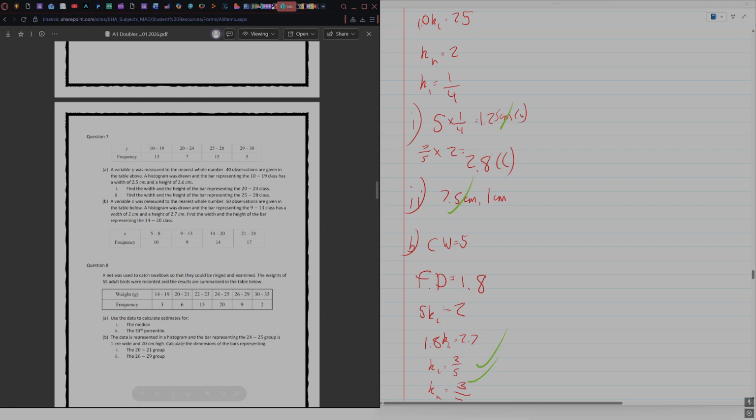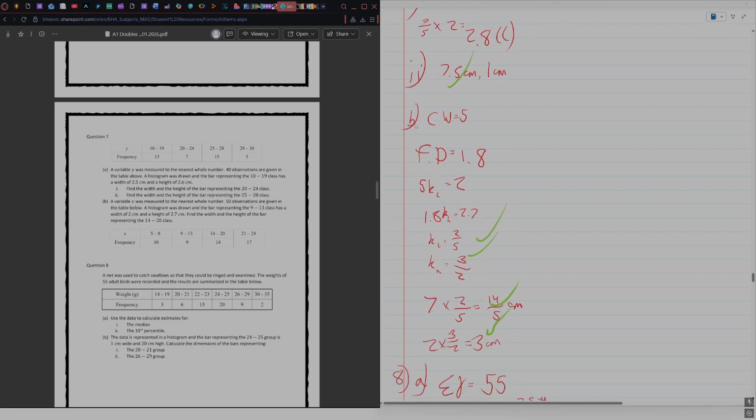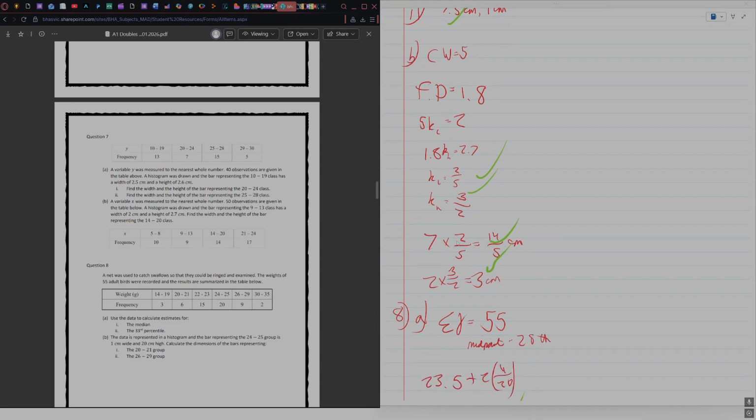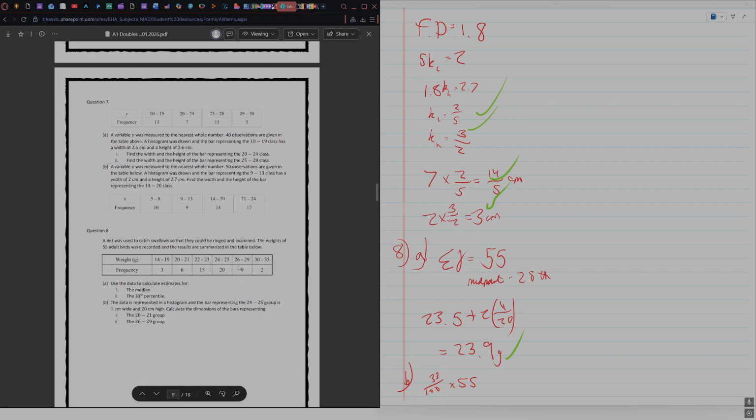Now for part B, they made us do the entire thing again. So again, find the class width, find the frequency density, do both the scale factors for the length and the height, because they're both different. They should be pretty decent numbers. They should, because for the first 5 times I did it, I got long decimals, so that was not very fun. And then you apply the scale factors to the bar that you want, and those are your answers.